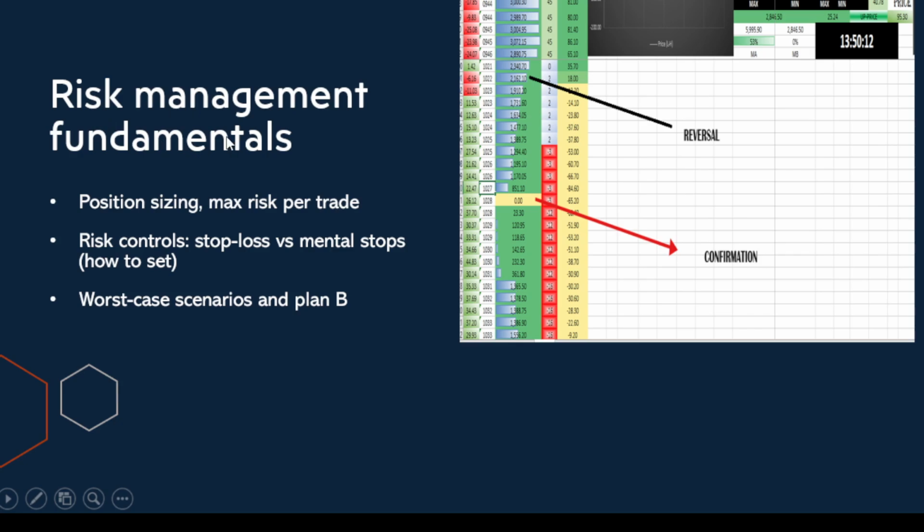Okay, risk management fundamentals. This involves position sizing, max risk per trade, risk control, the stop loss, a mental stop loss, and how to set a worst case scenario where we should have a plan B. As you can see how the price is decreasing, then suddenly it gets a confirmation that it will reverse gear and go for another higher price.